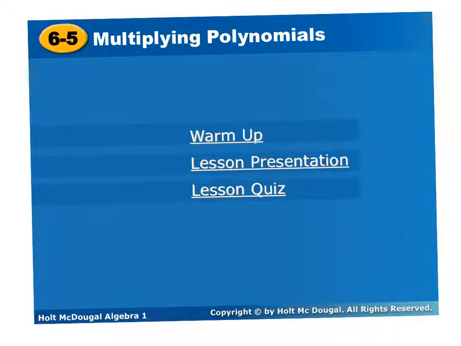Okay, so today we're continuing on with chapter 6. Today we're going to learn how to multiply polynomials. We will be multiplying monomials and binomials.